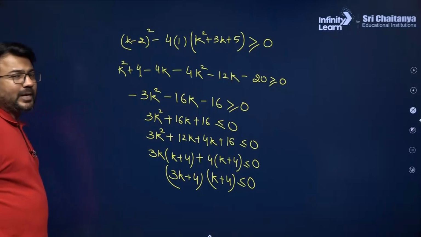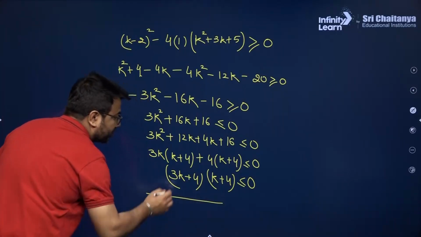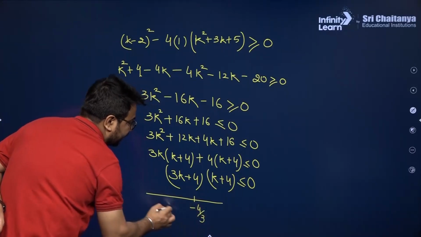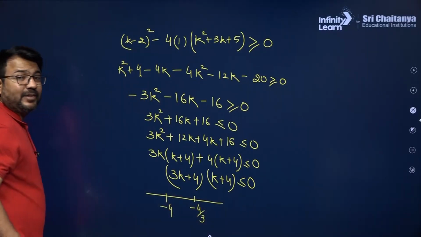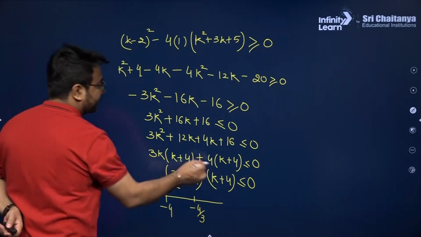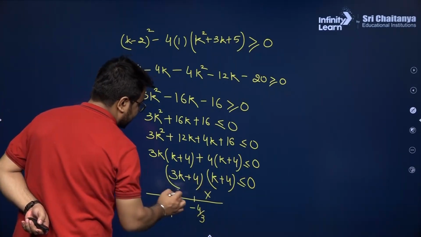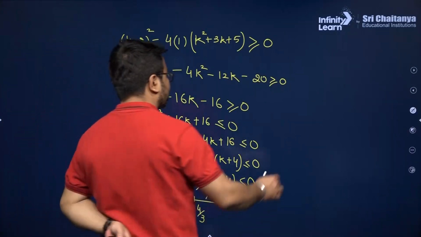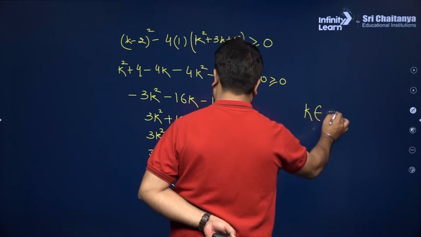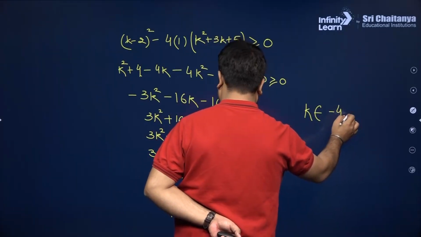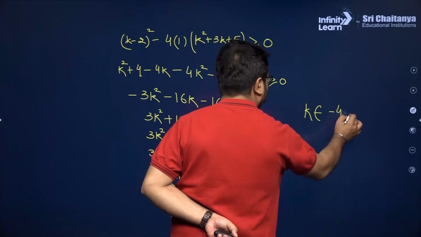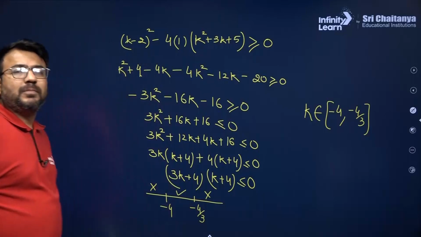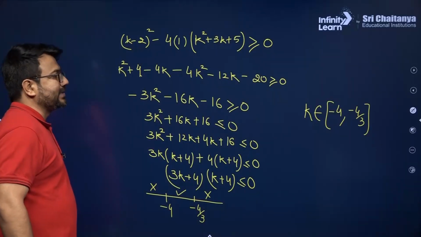Okay, now we need to identify the value of k. So the critical points are minus 4 upon 3, and here we have minus 4. If I take the value of k as 0, it is 4 and 4, so this is not satisfying. This particular interval is satisfying, and this particular interval is not satisfying. So k lies between minus 4 to minus 4 upon 3. I hope you are able to understand this.